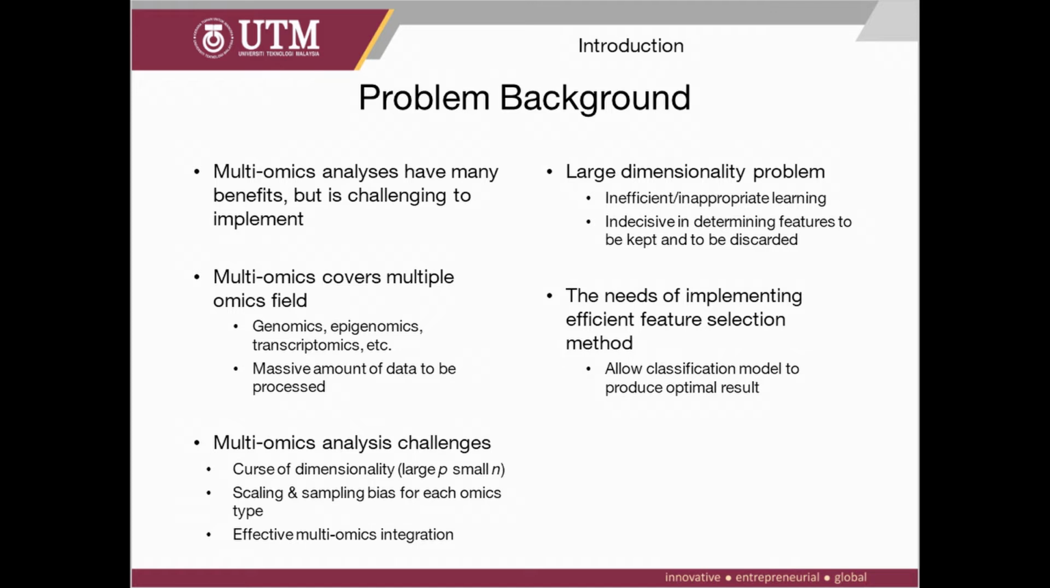In this study, I focus on the large dimensionality problem. When the dimensionality of the data is large, it tends to cause inefficient or inappropriate learning of the models since there are too many features to be learned. Since there are too many features, the researchers would try to discard some features which are thought to be less relevant among the tens of thousands of features. But the problem is we usually do not know which feature to keep or discard without a proper model. Therefore, there is a need of implementing an efficient feature selection method to produce optimal results from classification.